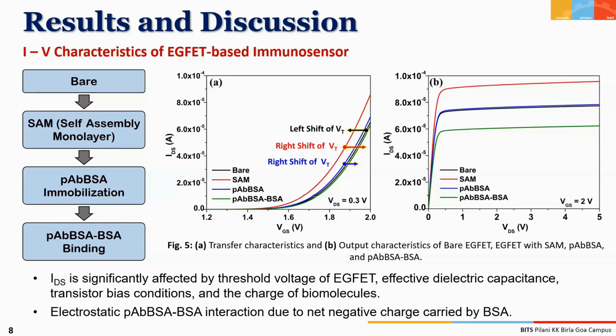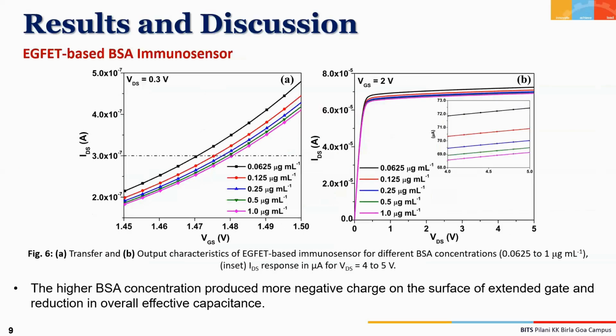Here we can clearly see that there is a change from SAM to the antibody of BSA, that is anti-BSA, and to the binding of BSA and anti-BSA. Again, the increase or decrease in the current will depend upon the charge on the biomolecule. We have various concentrations of BSA being tested, and we could find that as the concentration increases, the IDS value is decreasing. So there is some pattern we got, and we can identify this analyte concentration with respect to the IDS.